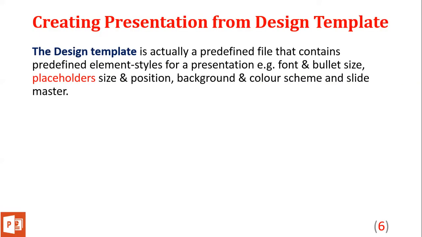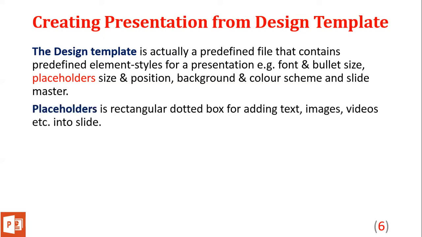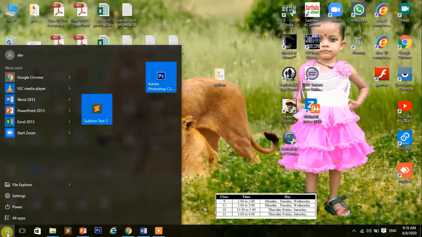Now creating the presentation from the design template. So what is the design template? A design template is actually a predefined file that contains predefined element styles for the presentation, for example font and bullet size, placeholder size and position, background and color schemes, and slide master. In this we are seeing the placeholder. What is the meaning of placeholder? A placeholder is a rectangular dotted box for adding text, images, videos, etc. into the slide.